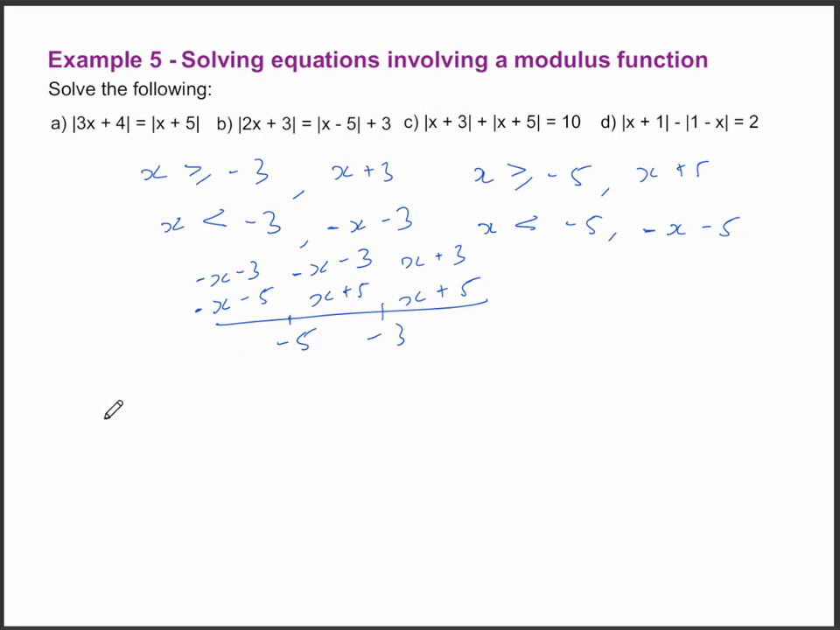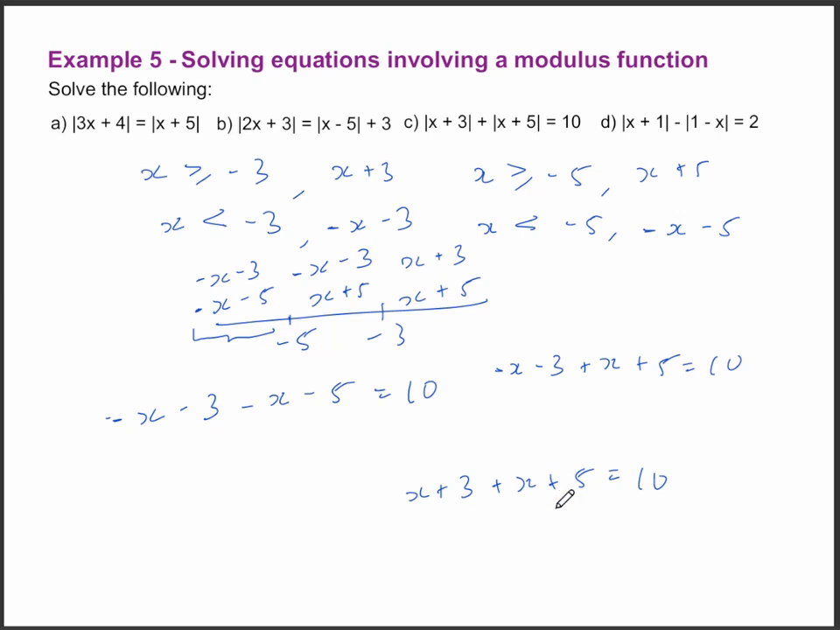Then we look at these three cases. So the first one, when it's less than negative 5, we get negative x minus 3 minus x minus 5 equals 10. That's for this range here. Then for the second range between negative 5 and negative 3, we get negative x minus 3 plus x plus 5 equals 10. Then in the third one right here, we get that x plus 3 plus x plus 5 equals 10. And we're going to check for each of them.